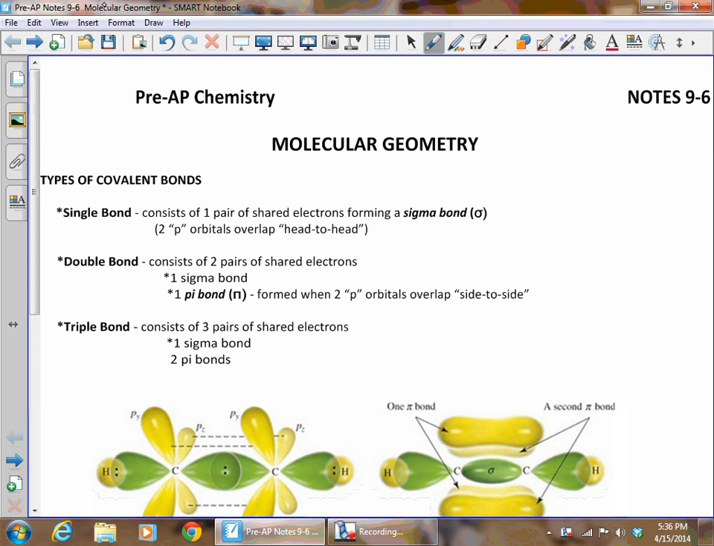For the first part of our notes on molecular geometry, we're going to look at the different types of covalent bonds that you can form. We mentioned before that you could have a single bond, a double bond, or a triple bond, but let's look at what exactly those bonds are made up of.